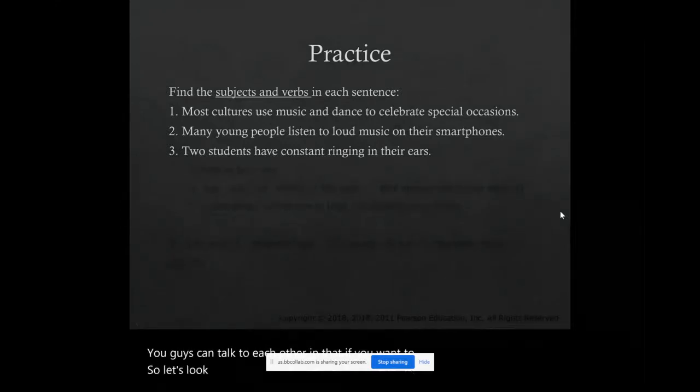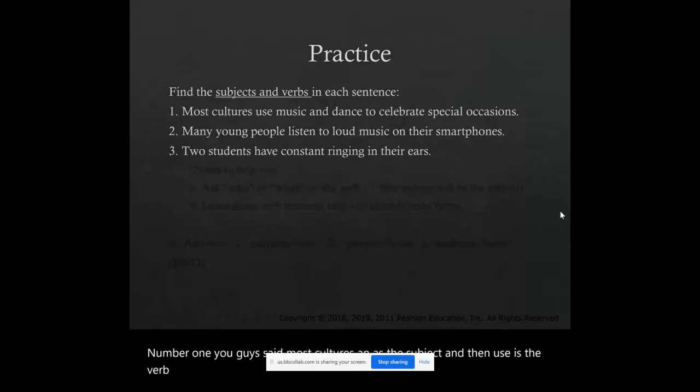Okay, so let's look at this one together. Number 1, you guys said most cultures as the subject, and then use is the verb. Okay, is that the only conjugated verb? Dance is not a verb, or celebrate, to celebrate.